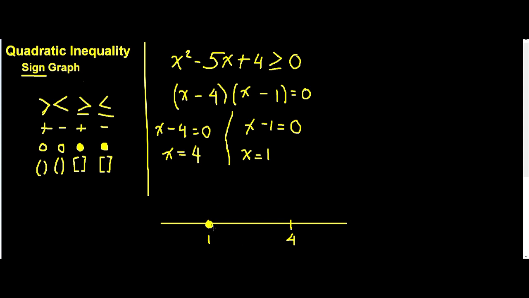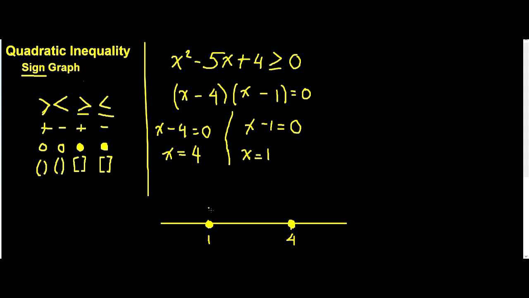That means both 1 and 4 are included. Again, ang closed circle, ang ibig sabihin niya included. Included si 1 tsaka si 4 sa solution set natin, or it will make your inequality true. Pag sinubstitute mo si 1, pag sinubstitute mo si 4, it will make your inequality true.